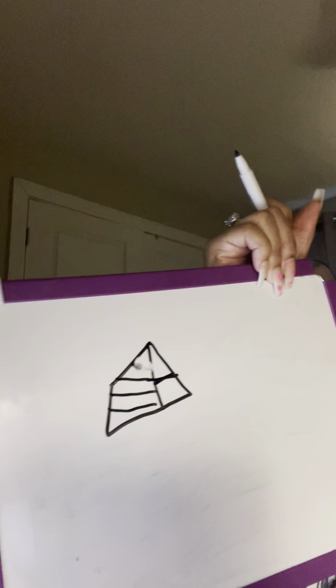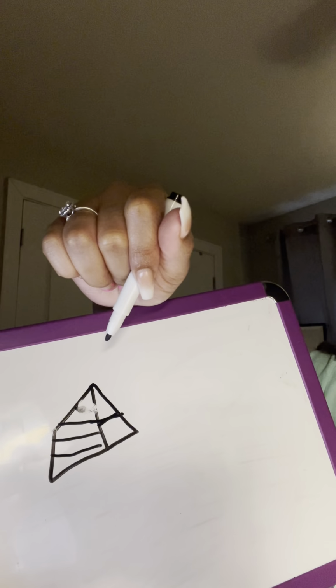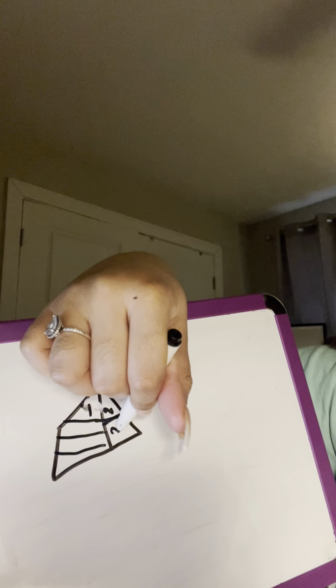Okay, so this is the best that I can do, and I know this looks horrible. So we're going to go ahead and put numbers in these spaces. So you have 1, you have 2, 3, 4, 5, and 6. So you have 6 spaces, correct?